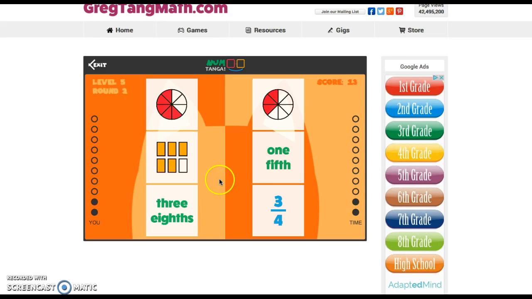At the end, once you get past round 3 and have a score of 30, you get to see this little fox or this Numtanga animal that they have, and it says congratulations. So it's a pretty great resource. I can definitely see using it to reinforce this concept in my classroom.